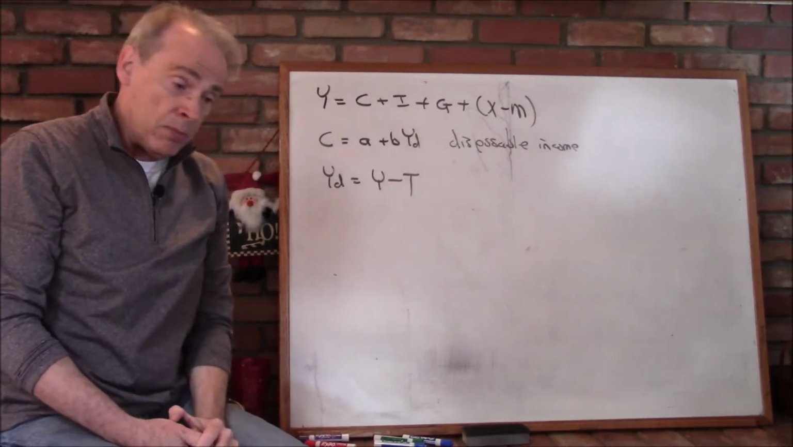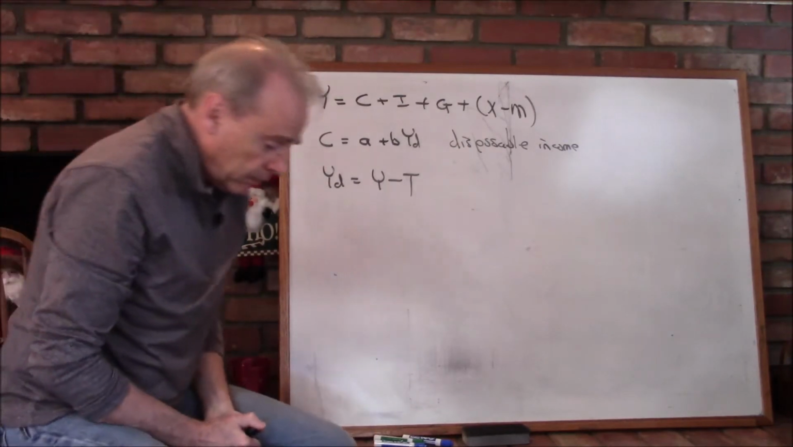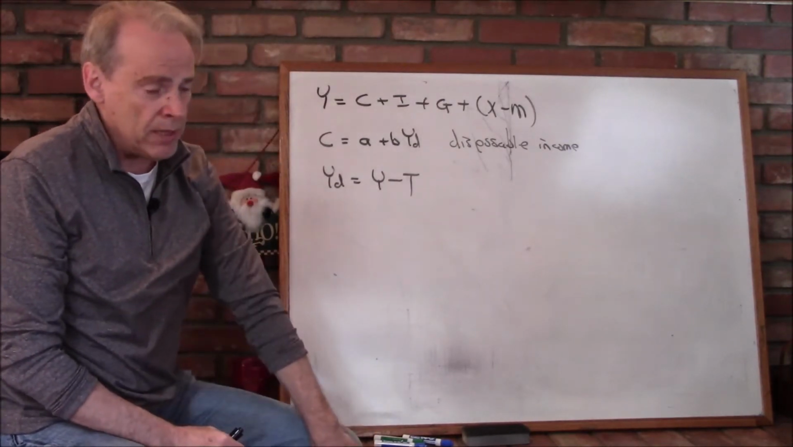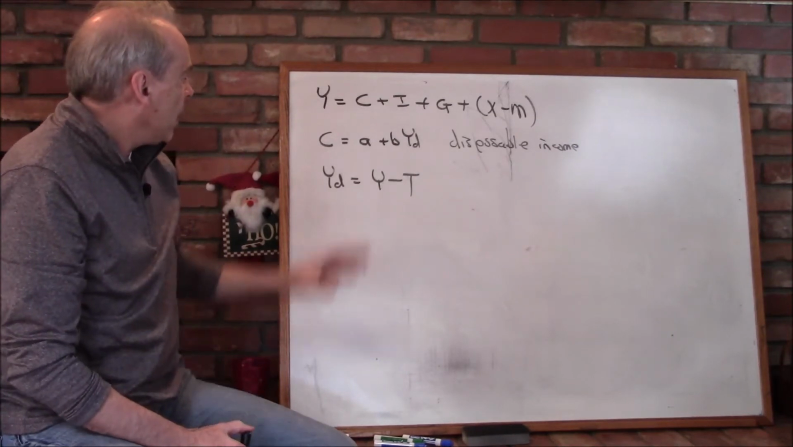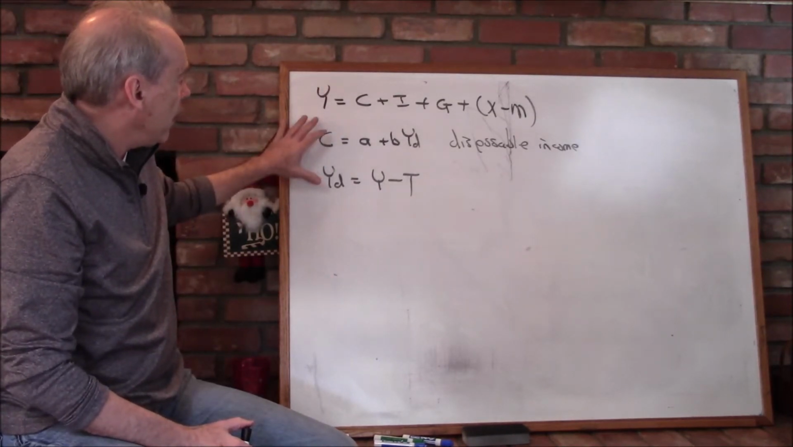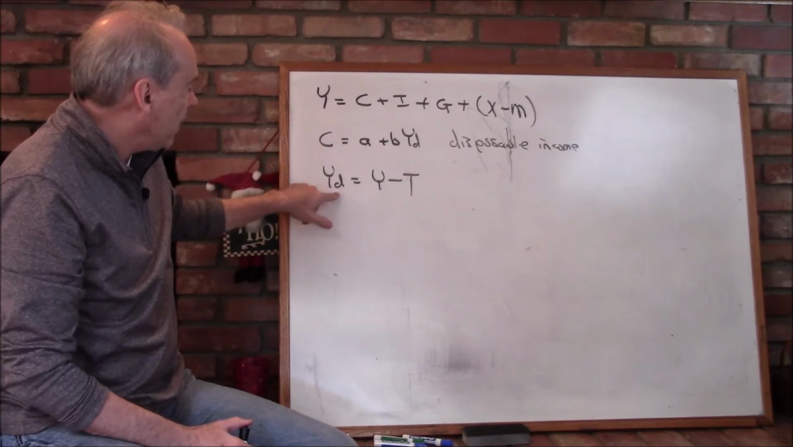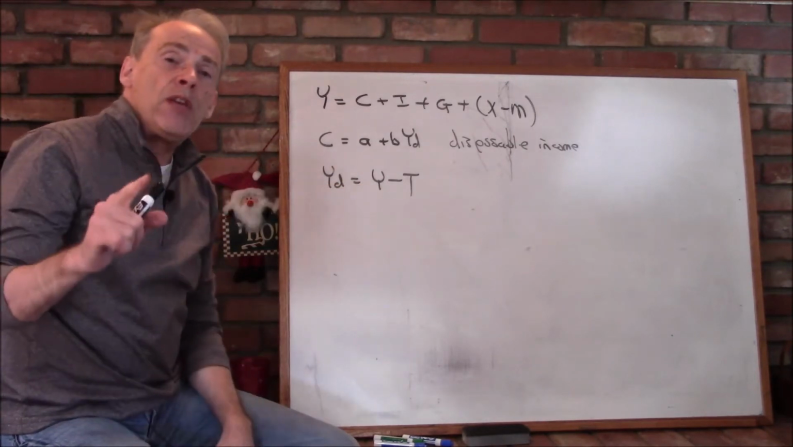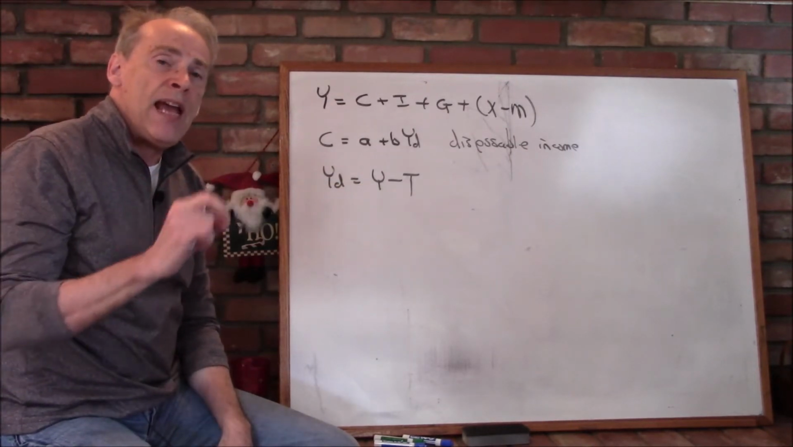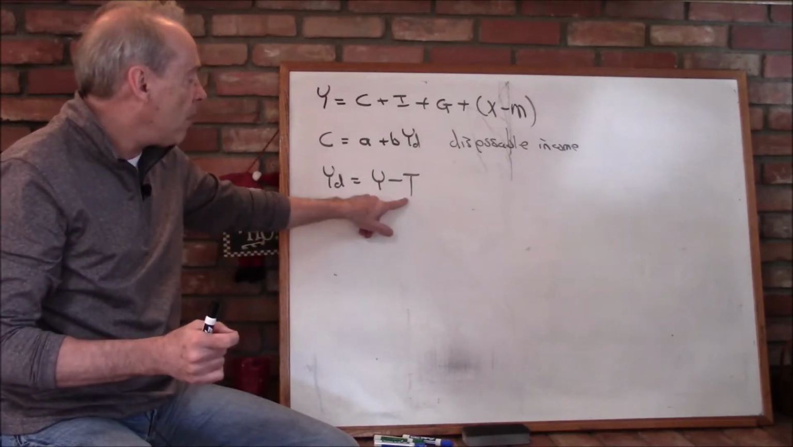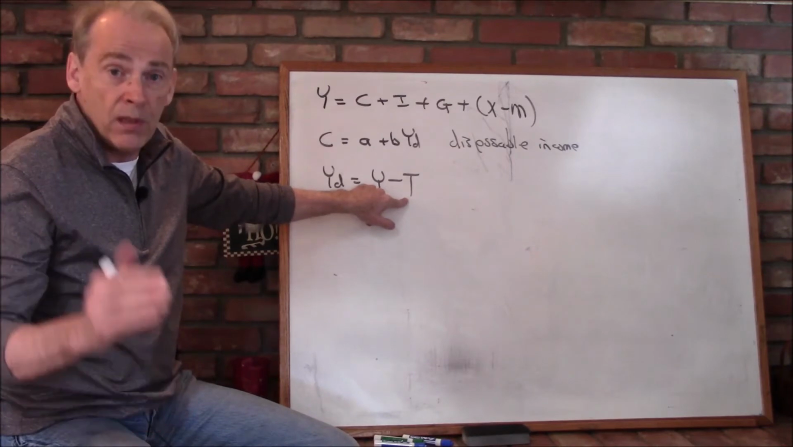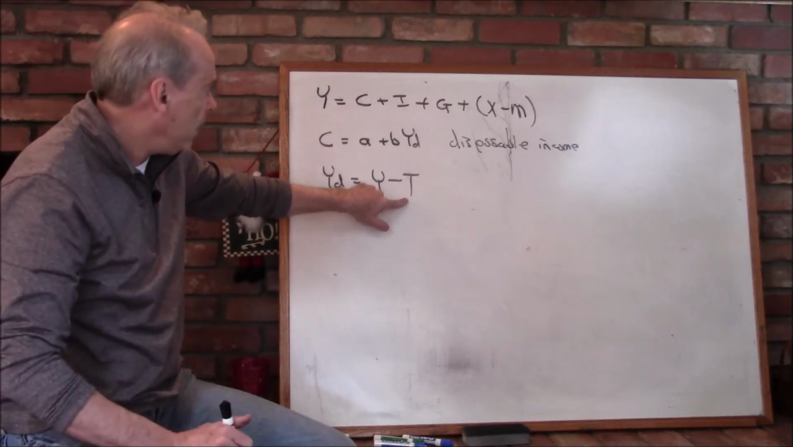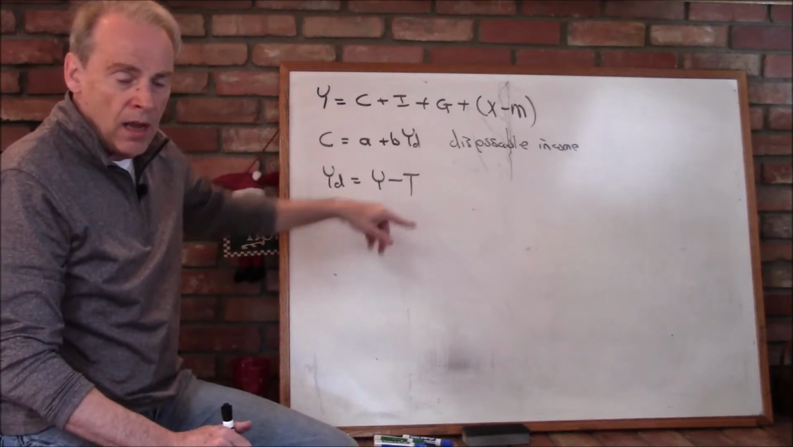So consumption really can't take place from money that was taxed away. It can only take place with money you have left over. So what I'm going to do now is, again, disposable income is just income minus taxes. By the way, you can do this same calculation with a tax rate instead of a lump sum tax. It is much more complicated for the same answer. Close enough. Once again, I'm going to do a lump sum tax.